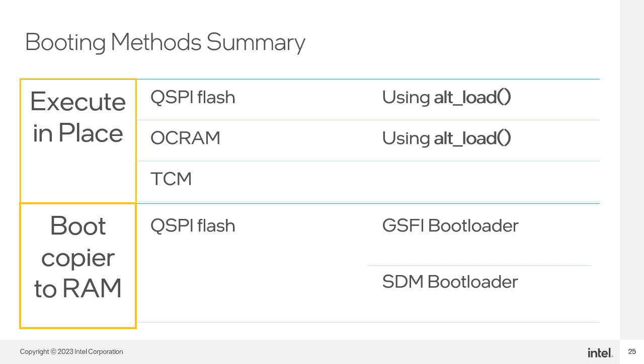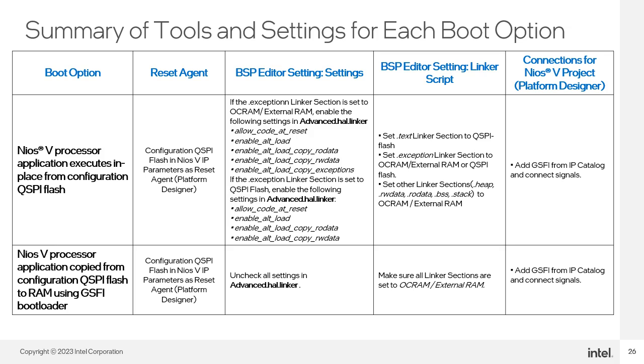This provides a quick summary of the booting methods and the differences between execute in place and booting using a boot copier to RAM. The tools and settings for each one of the booting options are described in the following tables. This table describes the boot options from QSPI Flash and QSPI to RAM with GSFI bootloader.